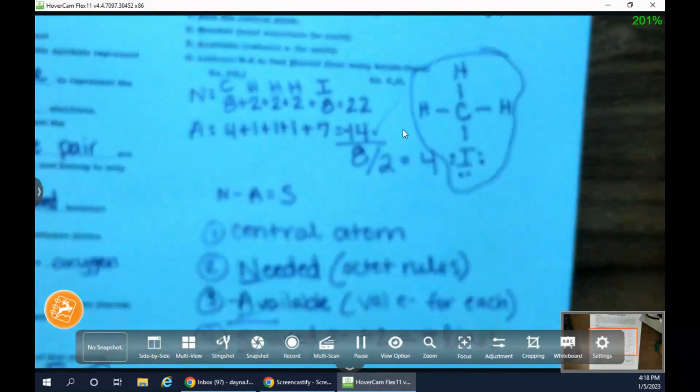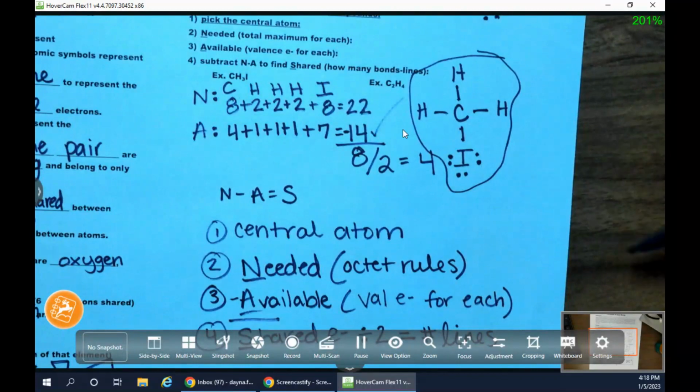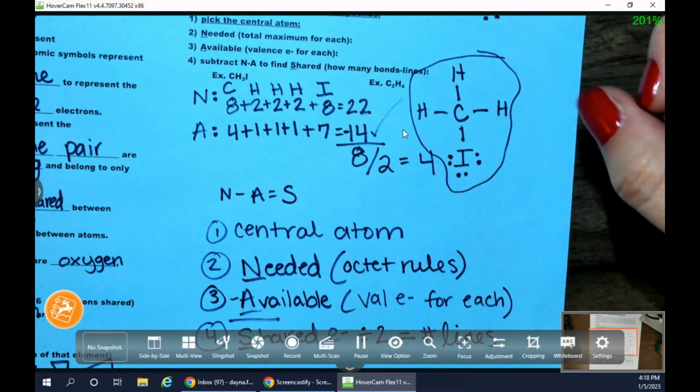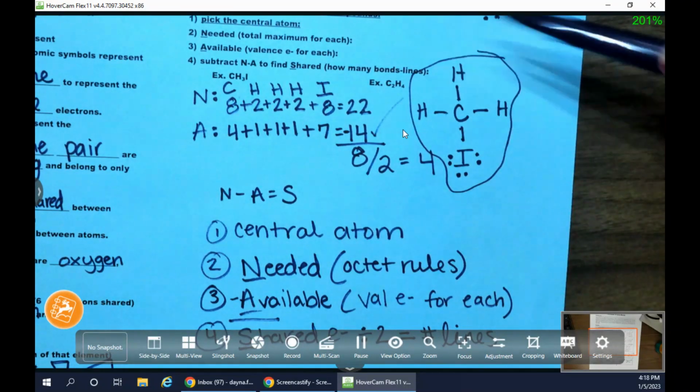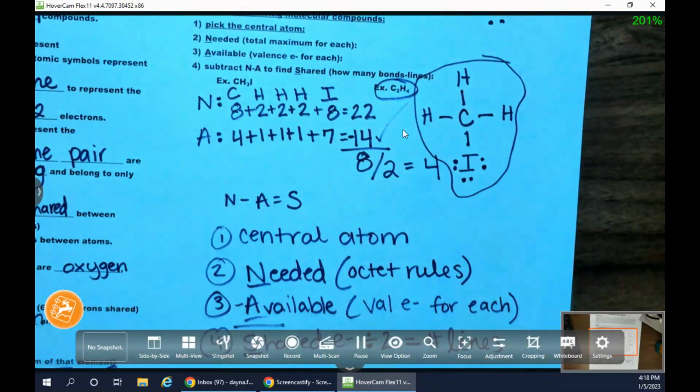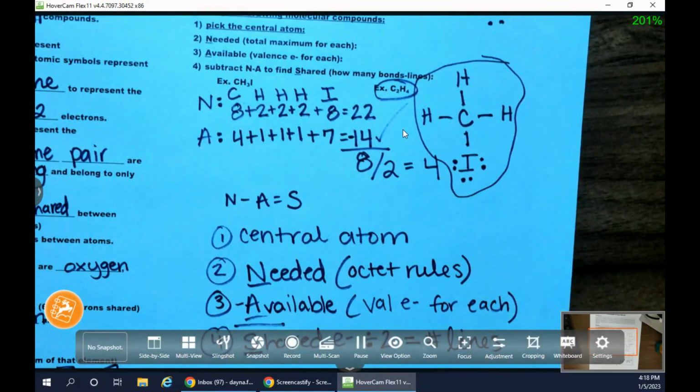Okay. Now, the nice thing about this, because you're kind of looking at that and you're like, well, why didn't we just connect dots? I agree. We'll probably do that the most. But what this is going to actually help you with is on tomorrow's, we're going to do this one. If you use the needed, available, shared, you find out you have a double or a triple bond somewhere. So we'll do that tomorrow.